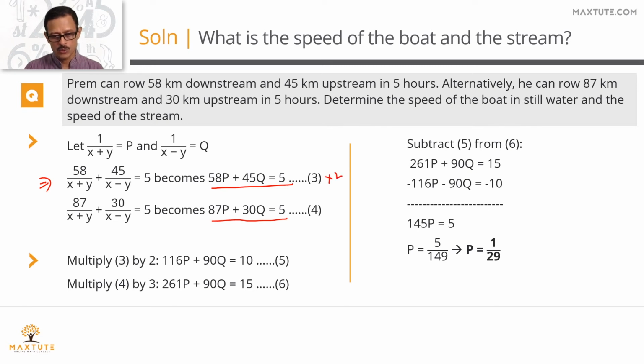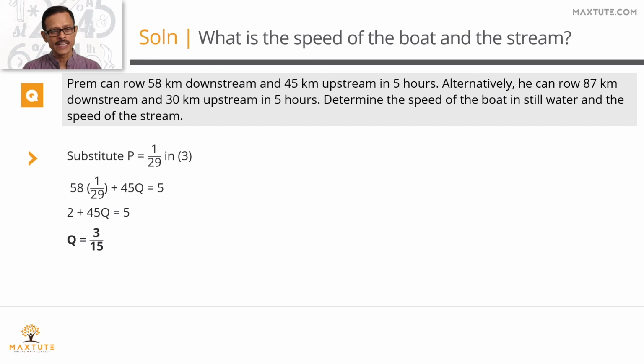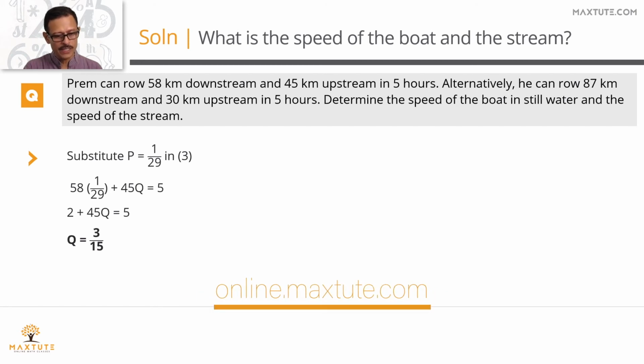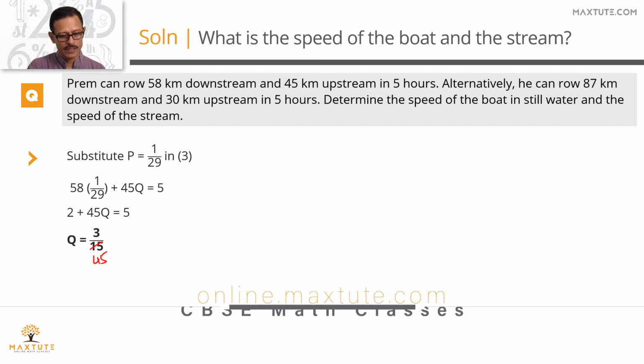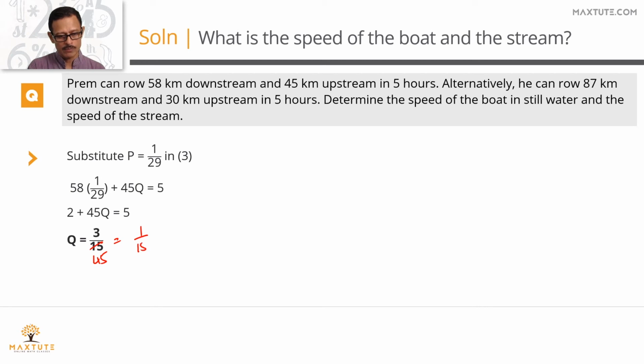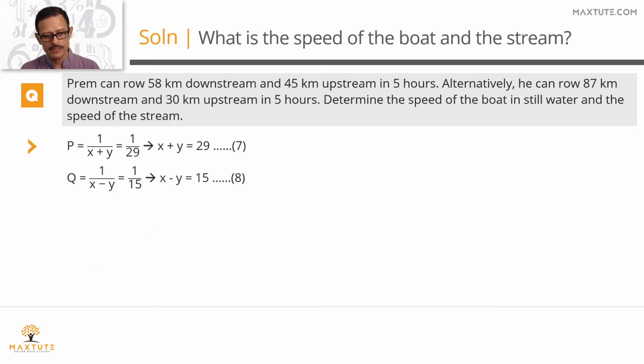Multiply this equation with the 2 and this equation with the 3. So we get equations 5 and 6. Subtract equation 5 from 6 to find the value of p, which is equal to 1 upon 29. Substitute the value of p as 1 upon 29 in equation number 3, or you can do it in equation 4. If you're doing it in equation 3, found the value of q to be equal to 3 upon 45. This is equal to 1 by 15. So found the value of p, found the value of q.